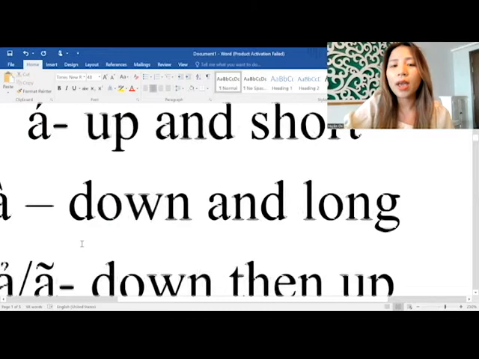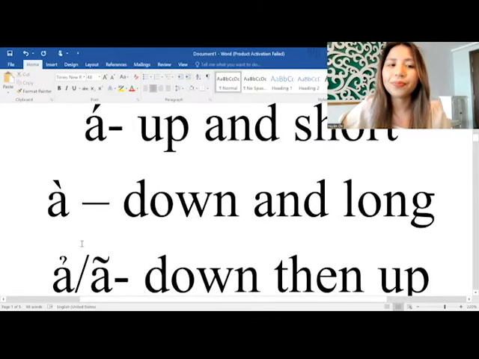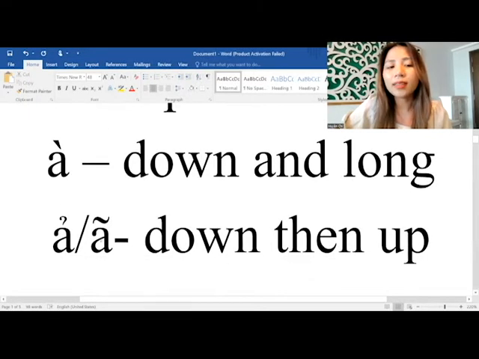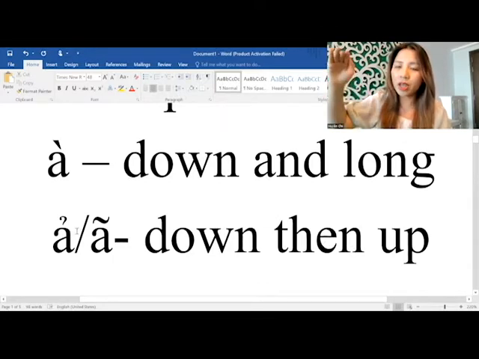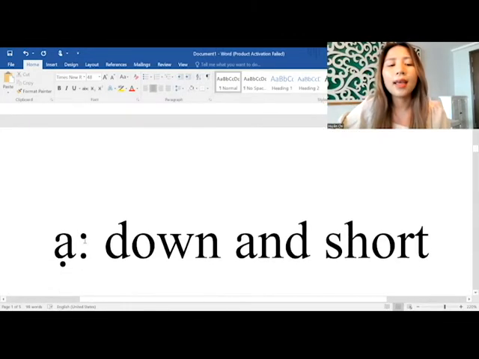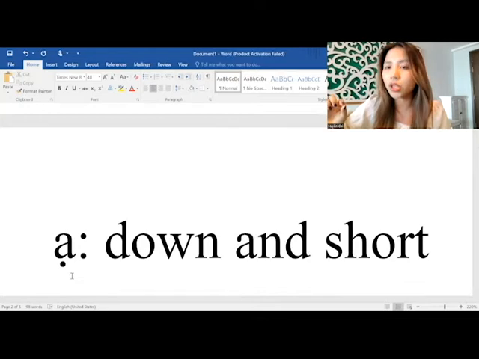And when there's down tone, this one, you go down, but you finish it up. And the final one, it has the dot underneath. You need to pronounce it down, very sudden and very short.